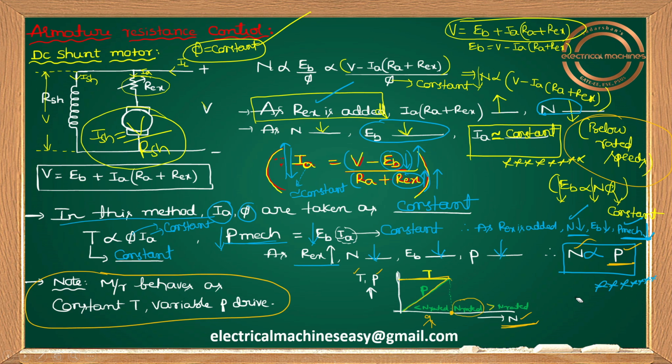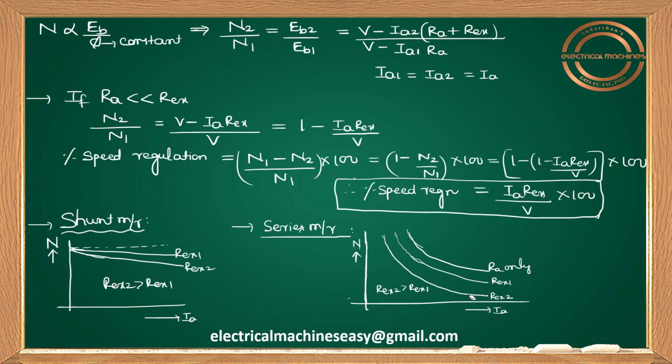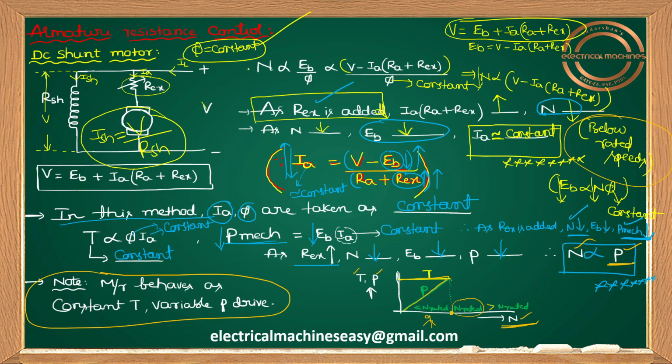So this is the armature resistance control method, where you are getting below rated speeds and where the motor behaves as a constant torque, variable power drive. And regarding that method, this is the graph. Here N is proportional to EB by phi, where flux is constant. N2 by N1 equals EB2 by EB1. EB2, with suffix 2 meaning after adding this Rex, is V minus IA times RA plus Rex.